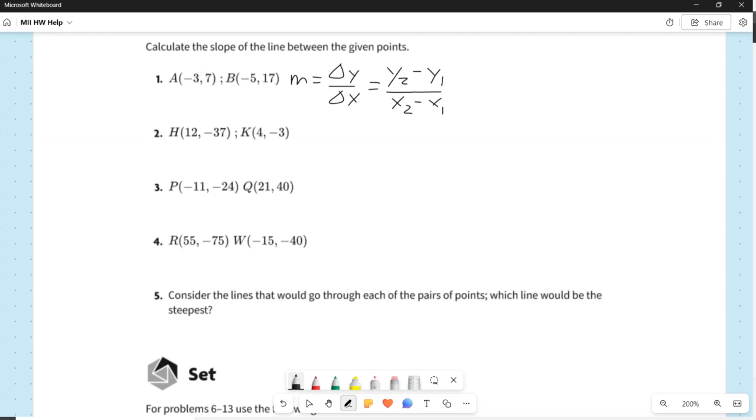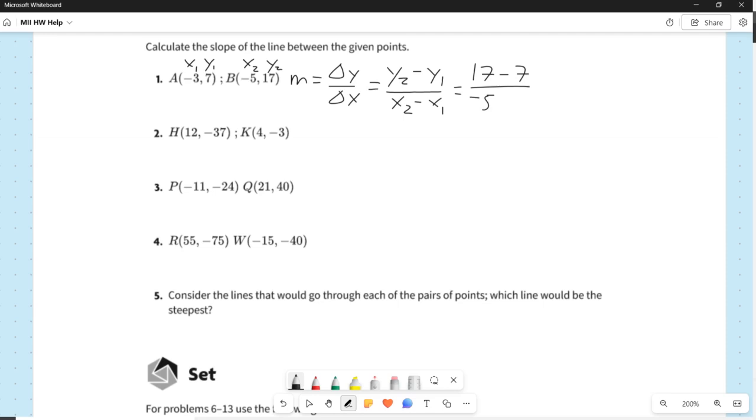So going back to my coordinates here, -3 is x1, 7 is y1. -5 is x2, and 17 is y2. And now we just plug them in. So y2 is 17, y1 is 7, and remember we're subtracting, so it's minus 7. x2 is -5, and x1 is -3, but we're subtracting it.